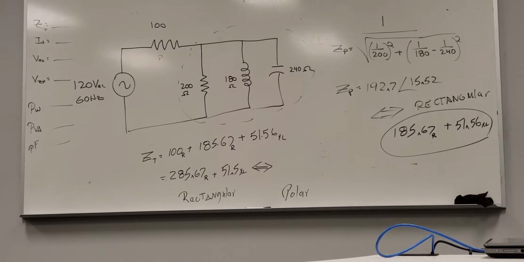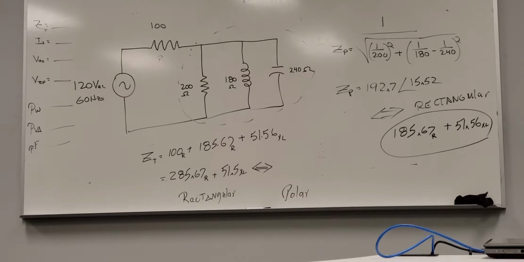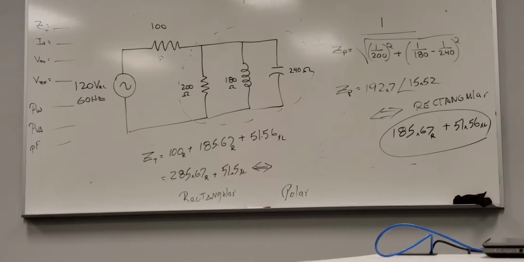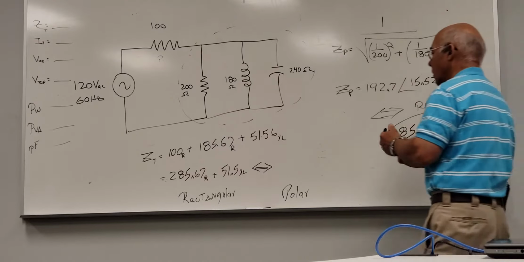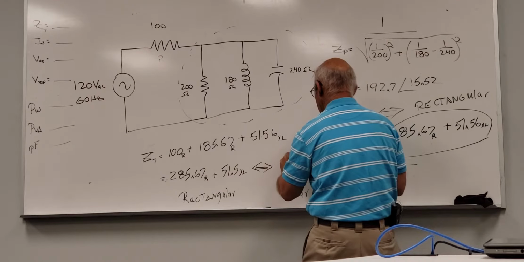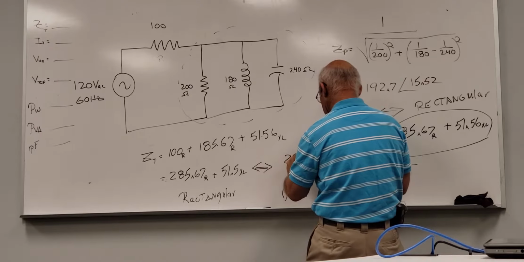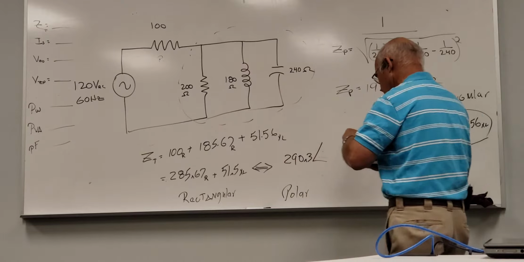285, excuse me. Second function angle, bring it polar, enter, that'll be 285.67. Second function period, which is comma. And then we put in the 51.5. Hit enter, and we get 290.3 roughly. 290.3.